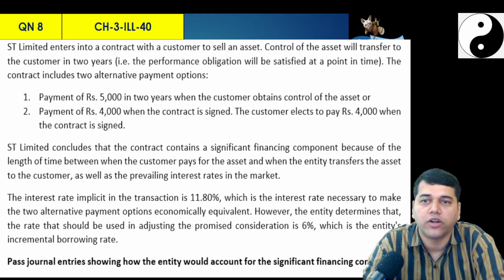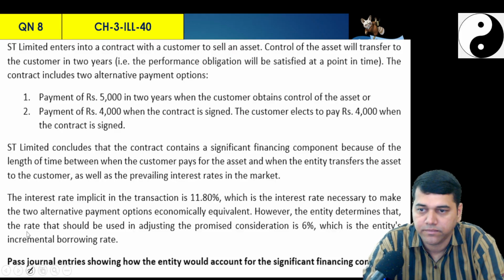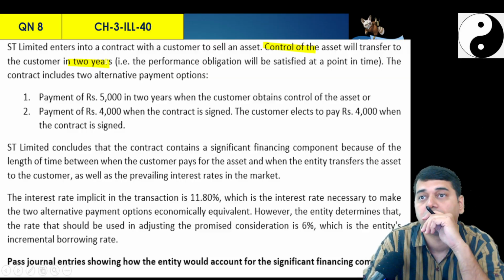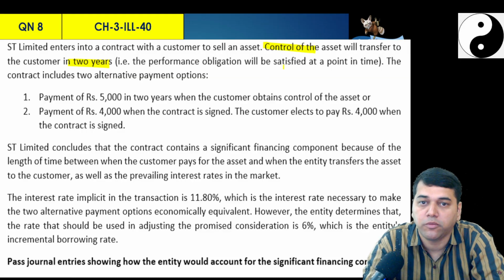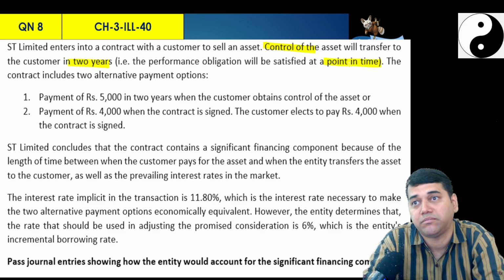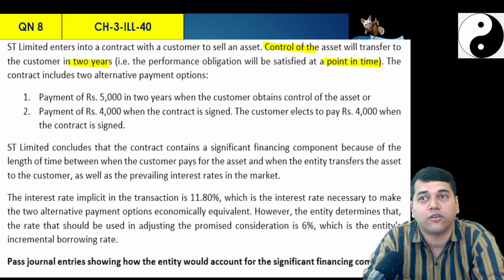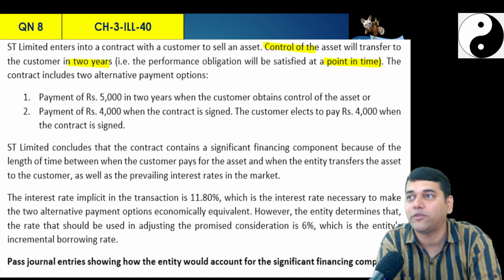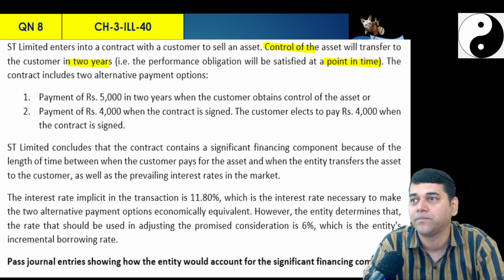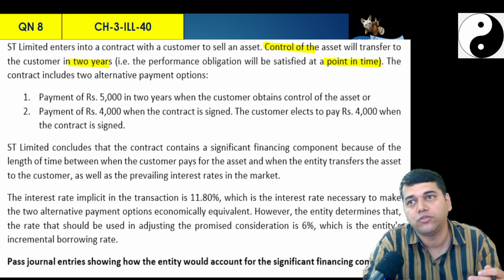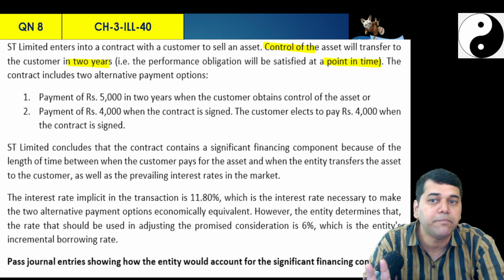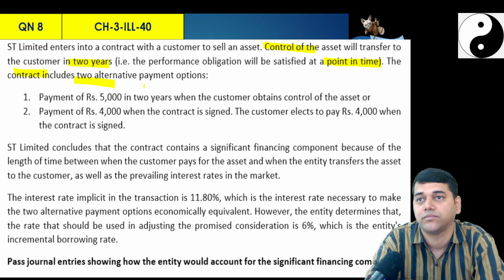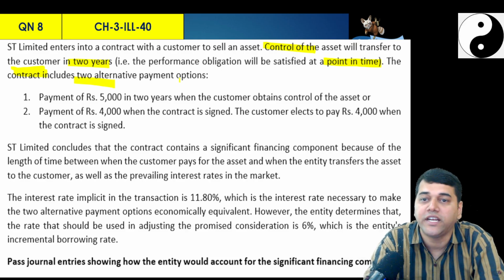ST Limited enters into a contract with a customer to sell an asset. The control of the asset will transfer to the customer in 2 years from now. That is, the performance obligation will be satisfied at a point in time. That means you can start recognizing revenue only then, not over a period, as we discussed some time back. That means I cannot recognize any revenue till the end, as it will take me 2 years to complete this product. The contract includes 2 alternative payment options.